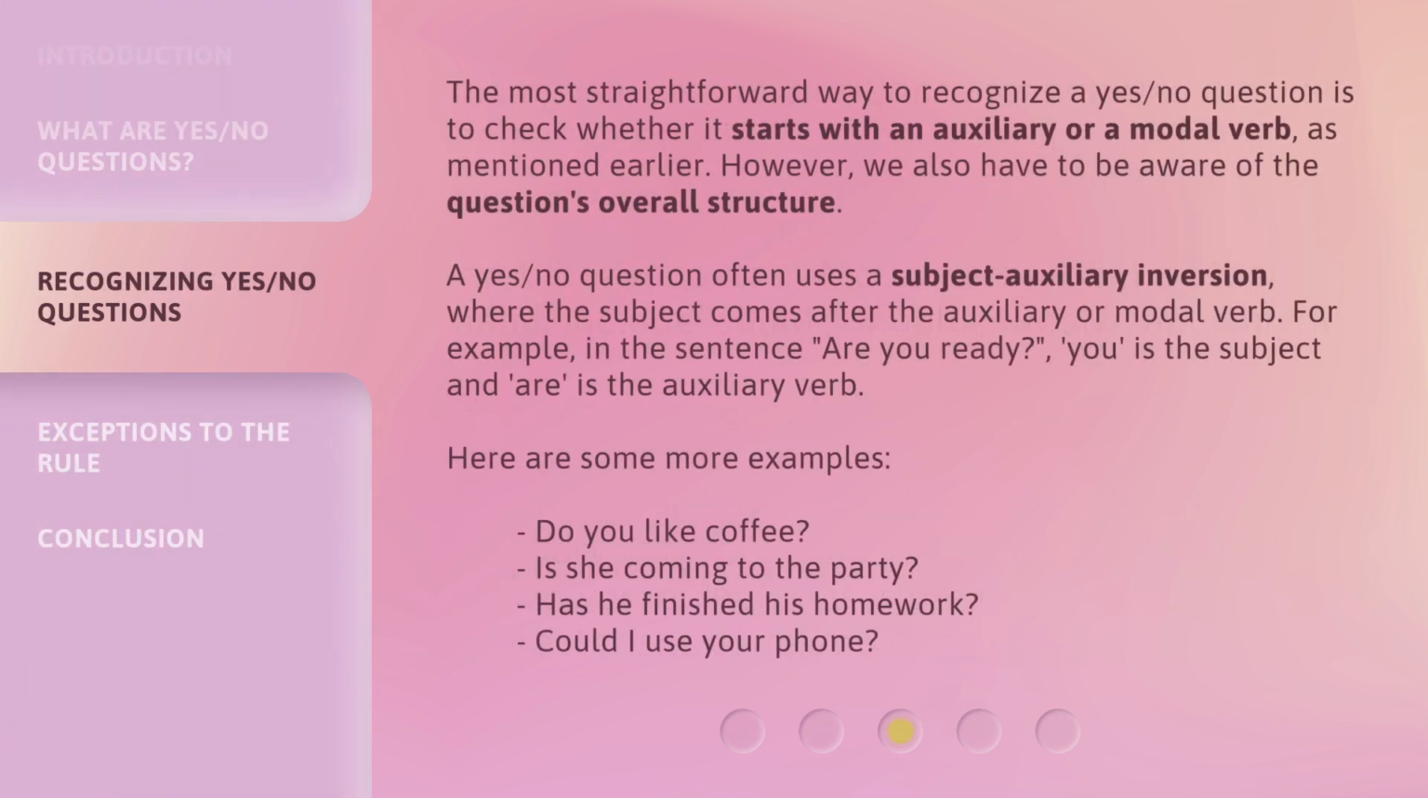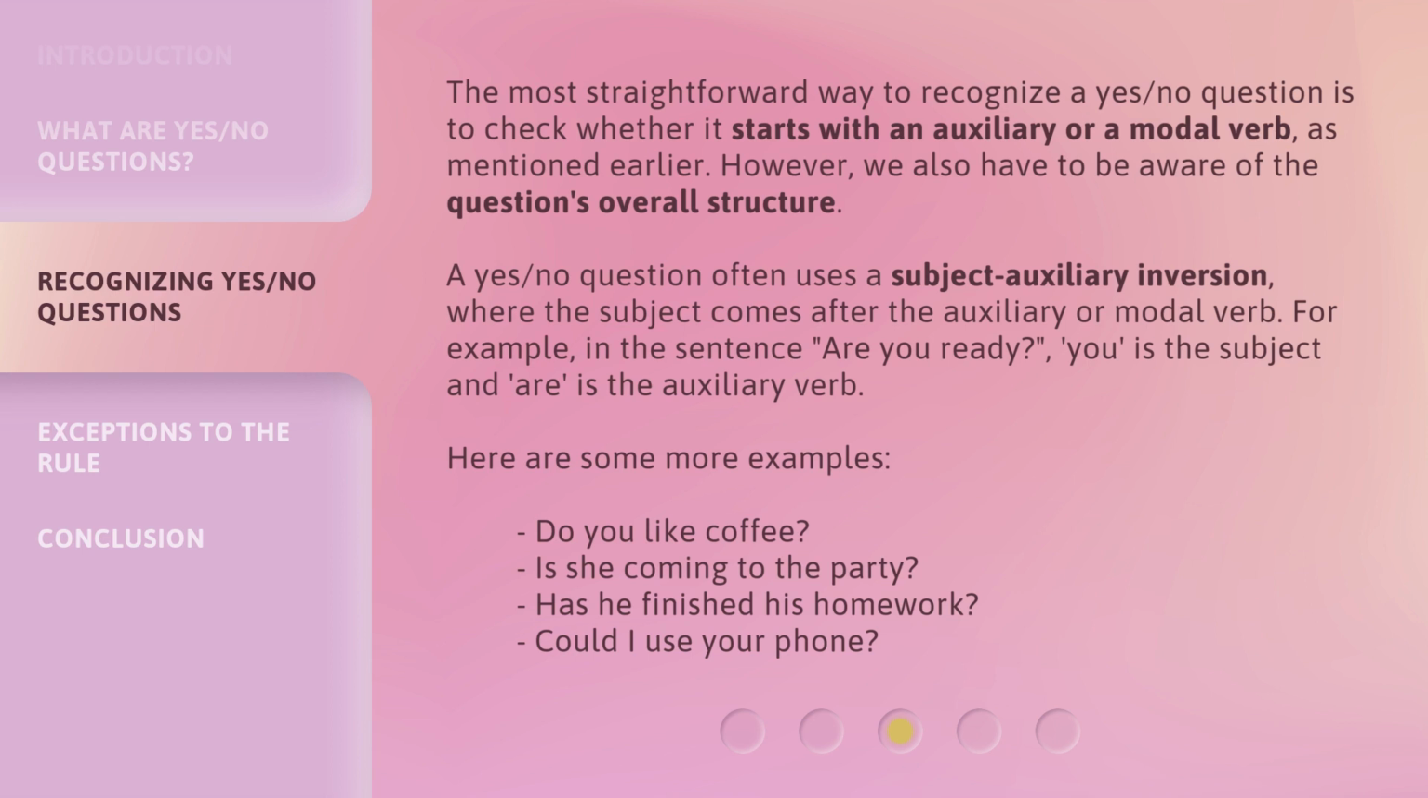The most straightforward way to recognize a yes, no question is to check whether it starts with an auxiliary or a modal verb, as mentioned earlier. However, we also have to be aware of the question's overall structure. A yes, no question often uses a subject-auxiliary inversion, where the subject comes after the auxiliary or modal verb.